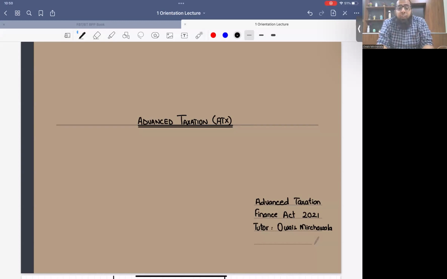This course is for Finance Act 2021, and in this course we will be studying the tax year of 2021-22. It is relevant for the students who are giving the exam in June 2022, September 2022, December 2022, and March 2023.